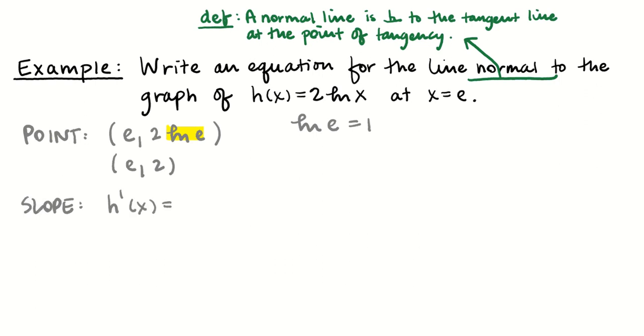That's equal to 2 times the derivative of natural log of x. Okay, and the derivative of natural log is 1 over x, so that's 2 times 1 over x, which you could leave like that, or you could write it as 2 over x. Then I'll need h prime at the point where x is equal to e to get the slope of my tangent line. And that's 2 divided by e. Okay. So now I'm ready to write my equation.